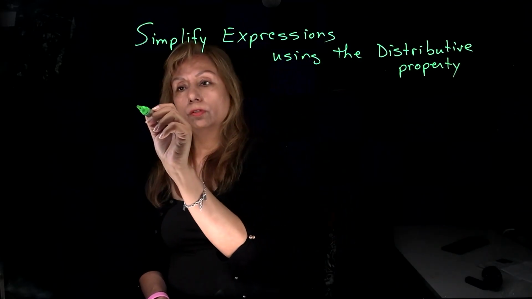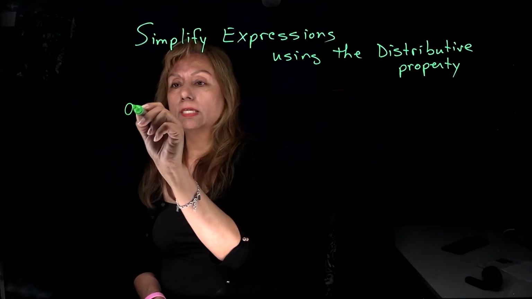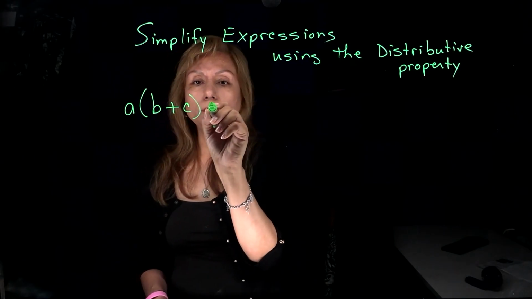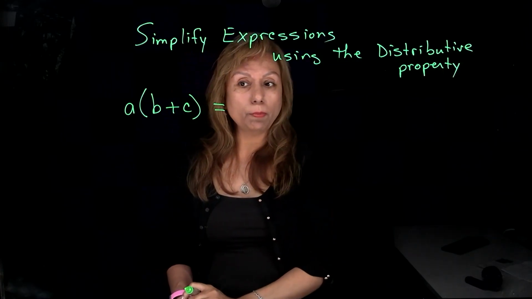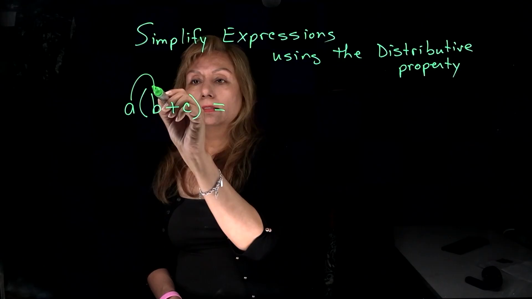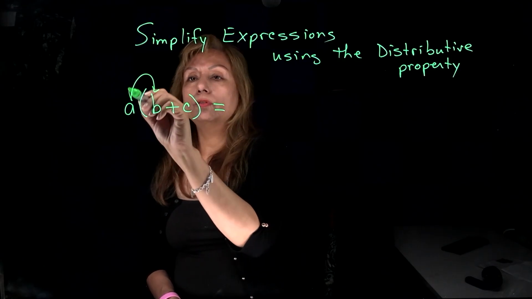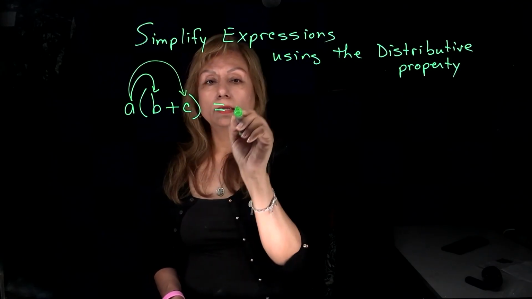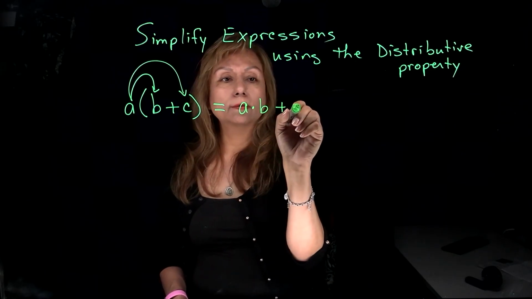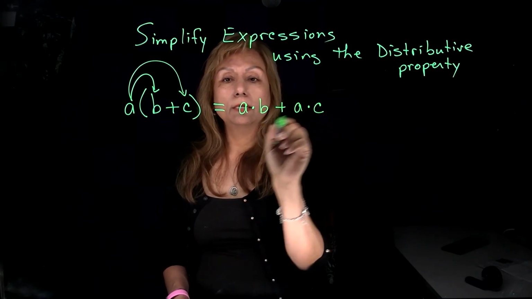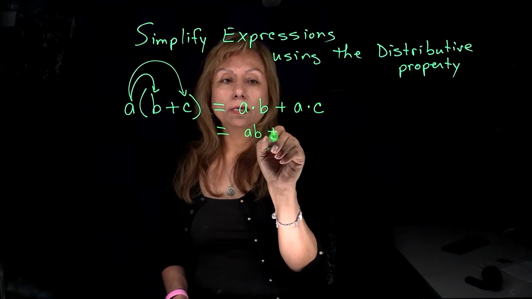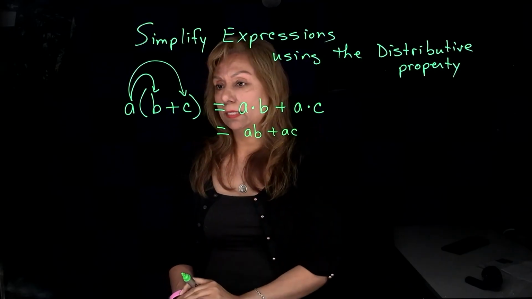So what the distributive property is, I'm going to use letters first. A, parentheses, B plus C, close the parentheses. What the distributive property does, it distributes what's in front of the parentheses, this A, times B, and then we distribute this A times C. So it would look like A times B plus A times C, but you can write it more simplified by saying AB plus AC without writing the dots.